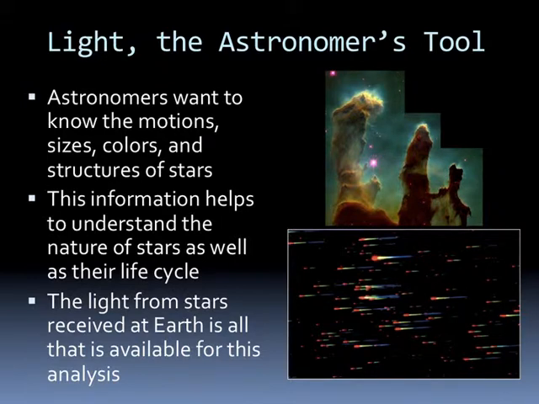We want to know motions, sizes, colors, and structures of stars. This information helps to understand the natures of stars as well as their life cycle. The light from the stars received at Earth is all we have available for this analysis.